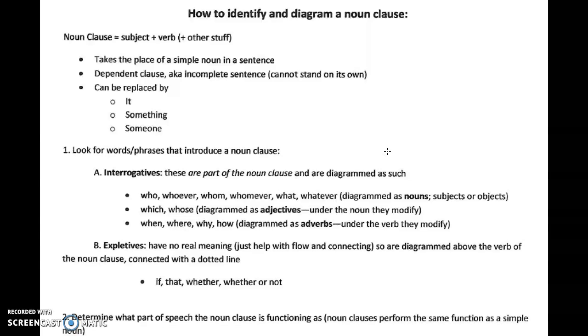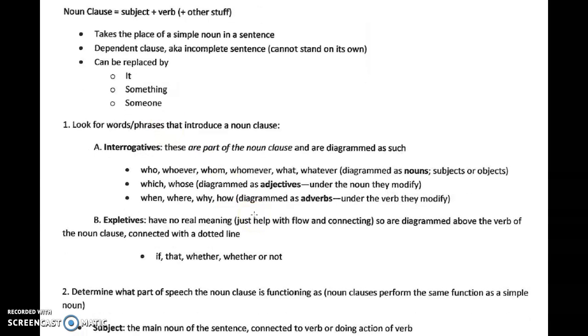So now let's go to how to identify and diagram a noun clause. Keep in mind that a clause has to have a subject and verb at the very least. There's generally other stuff going on, but there has to be a subject and a verb. As I said before, it takes the place of a simple noun in a sentence, those N's or S or DOs that we saw on the cheat sheet. It's a dependent clause, otherwise known as an incomplete sentence, which means it can't stand on its own. So it has a subject and verb, but it doesn't express a complete thought. When you're trying to diagram and identify, it helps to remember that they can be replaced by these nouns: it, something, or someone, depending on where it is and how it's functioning in the sentence.